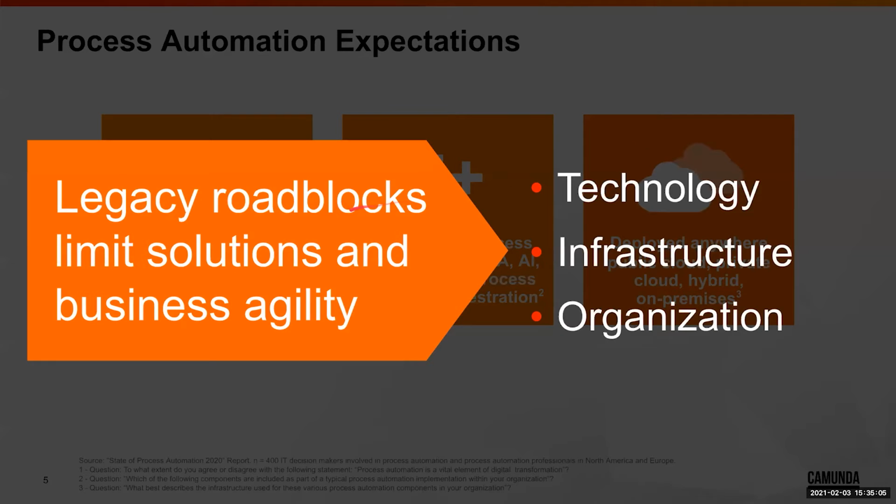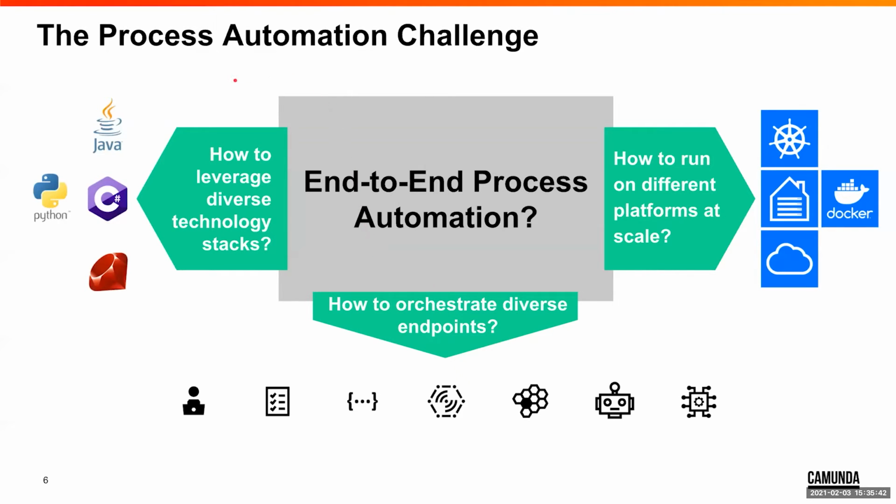Talking about those fragmented setups, if you are not lucky enough to be a startup with the luxury of starting from zero with no legacy systems and no technical debt, you most likely find yourself in a situation where you have to deal with some legacy on different levels: technological, infrastructural, or organizational. And this is what we see as the main challenge, the real process automation challenge, to achieve end-to-end process automation, because you have to bring together diverse technology stacks, maybe from different departments, or even different teams in different departments.